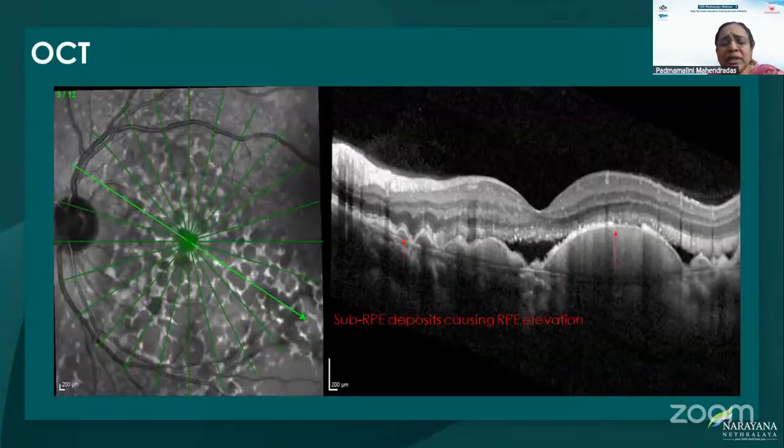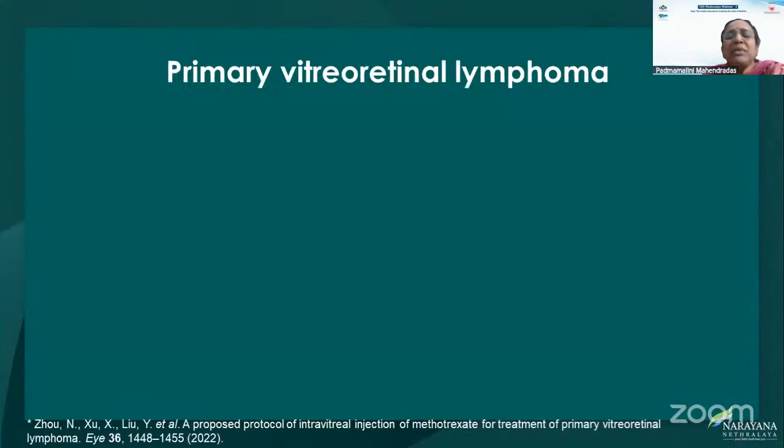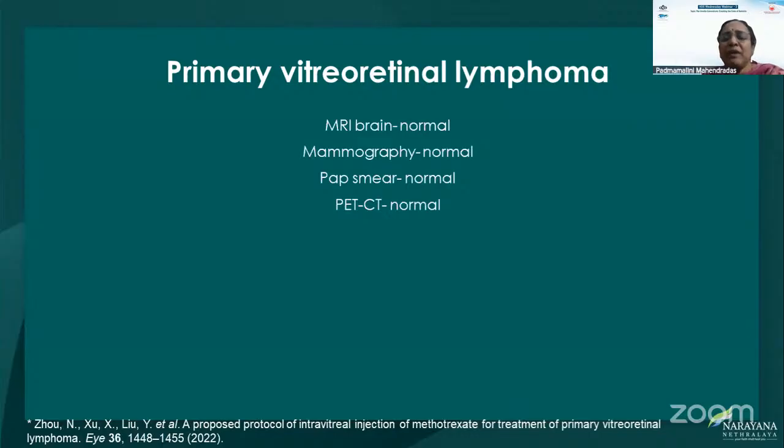OCT shows sub-RPE deposits. This is one of the imaging biomarker for primary vitreoretinal lymphoma. Deposits causing RPE elevation, subretinal deposits, hyperreflectivity of retinal layers. This is vertical hyperreflective line. So primary vitreoretinal lymphoma, we have to do the neuroimaging to rule out CNS involvement.